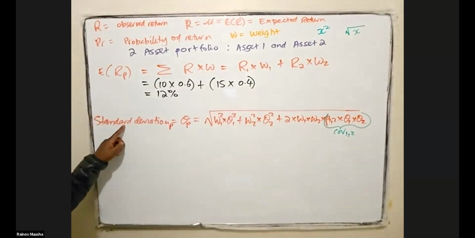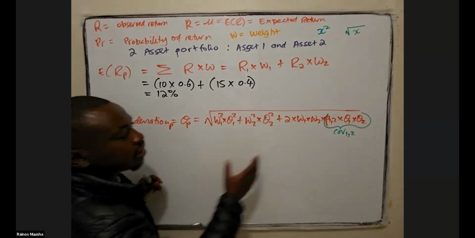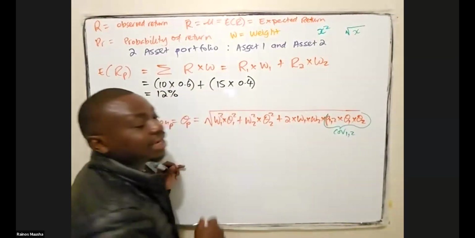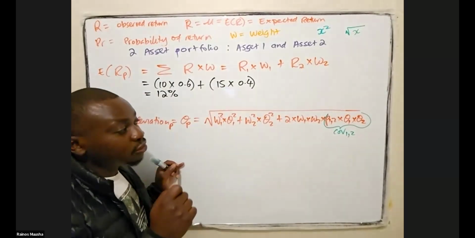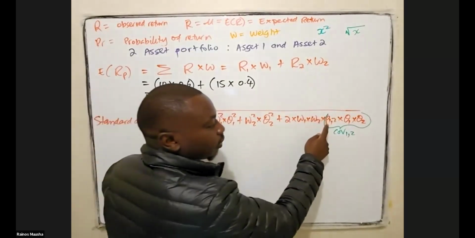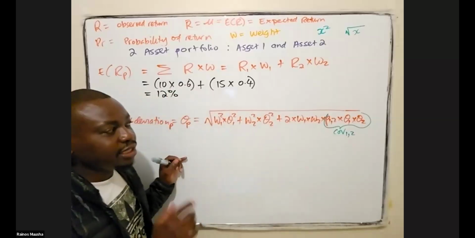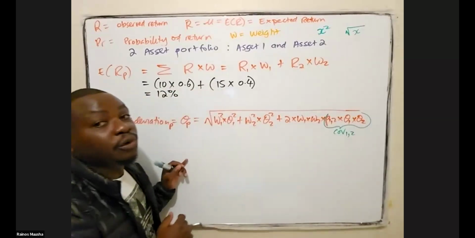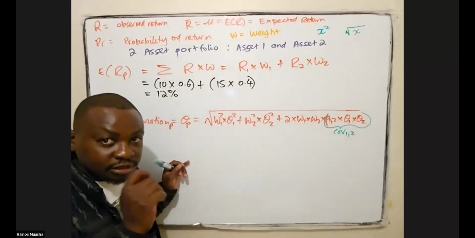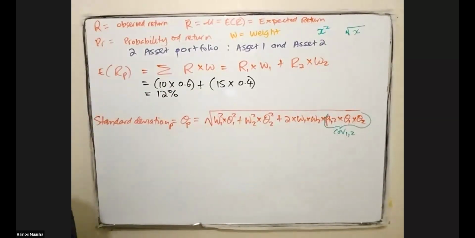So if ever they ask you to calculate the standard deviation of a two asset portfolio and they give you the covariance, it means this part of the formula, they've already done it for you. So you need to check what information they are giving on this question. Are they giving me the correlation coefficients or are they giving me the covariance? If they give you the covariance, it means this part of the calculation is done for you already. So you need to pay specific attention to the information given in the question.